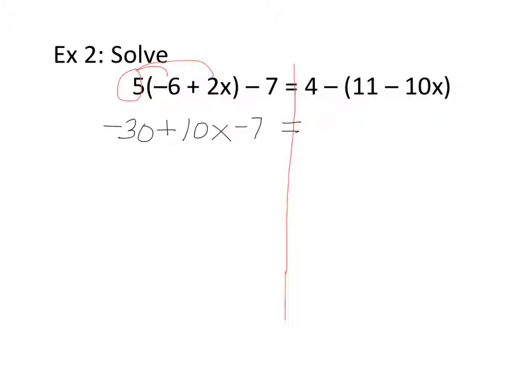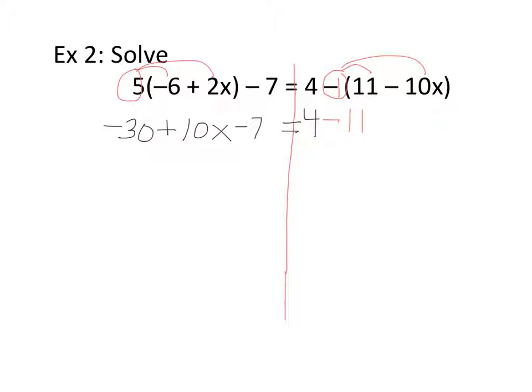Now on the right-hand side, we have some distributing to do, but we're not going to distribute that 4. That 4 is not being multiplied by the quantity 11 minus 10x. In fact, that 4 is going to drop straight down. What is in front of those parentheses is actually a little invisible negative 1. And it's that negative 1 that we're going to distribute to both terms inside the parentheses. Now, a negative 1 times a positive 11 is a negative 11.